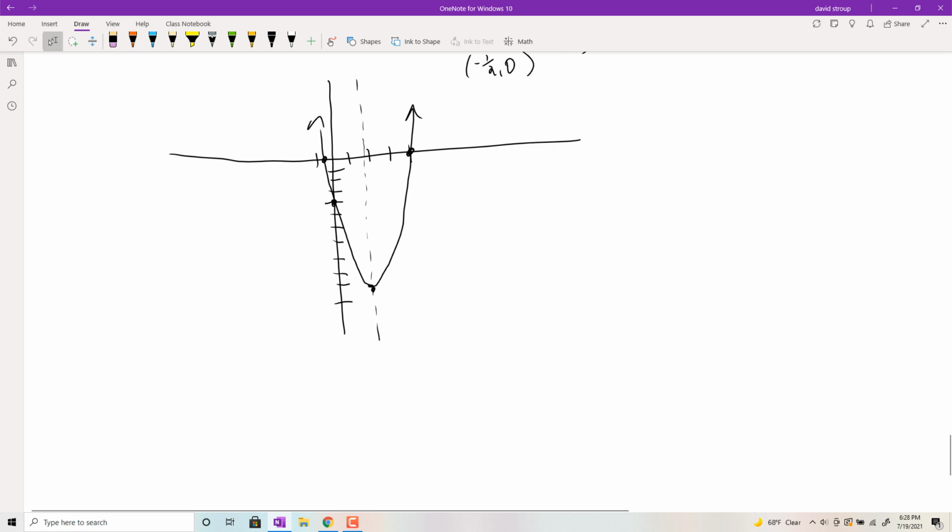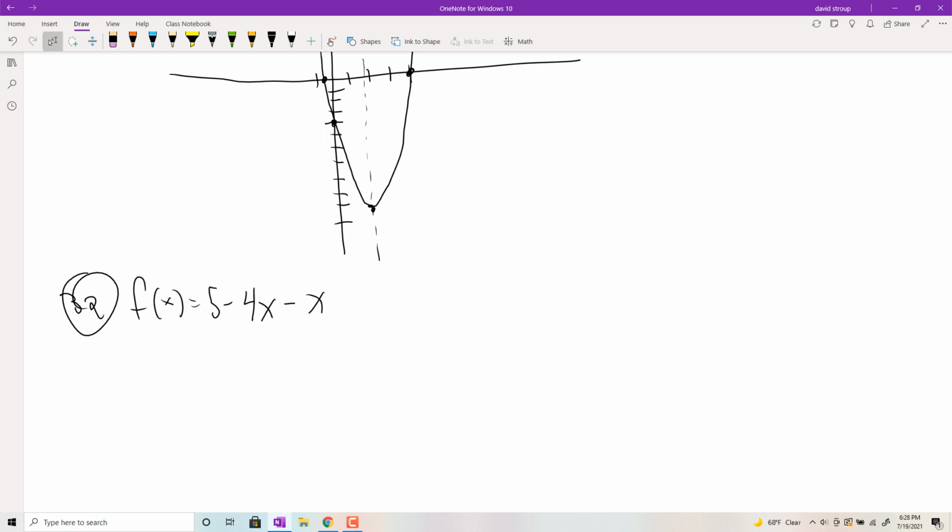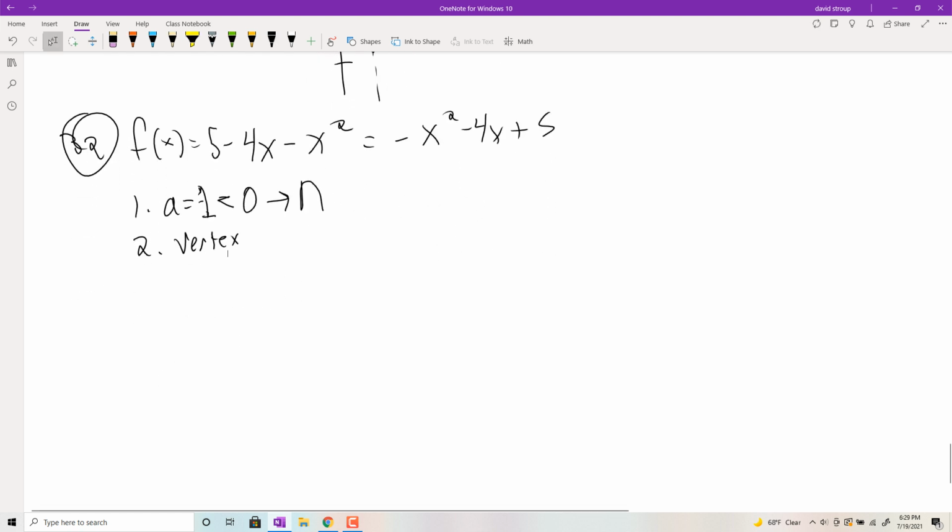One more graphing, and then we'll move on. So problem 32, you have f of x equals 5 minus 4x minus x squared. Okay. If you rewrite it in order, minus x squared minus 4x plus 5. Okay, so first the a value is negative 1, which is less than 0, which tells me it's a sad face. And secondly, the vertex. So again, you have to have negative b over 2a memorized. So h is negative 4, which is 4, all over 2 times negative 1. 4 divided by negative 2 is negative 2.